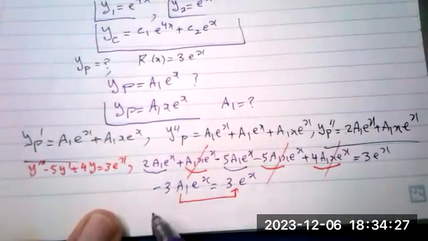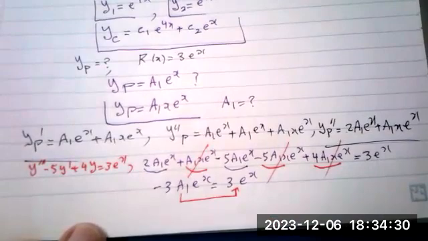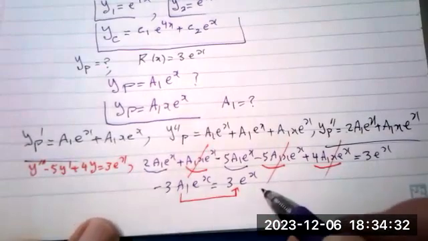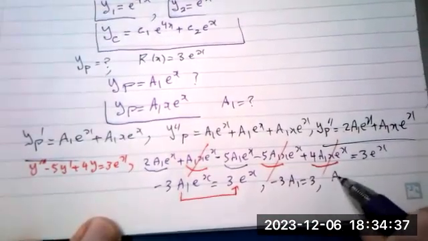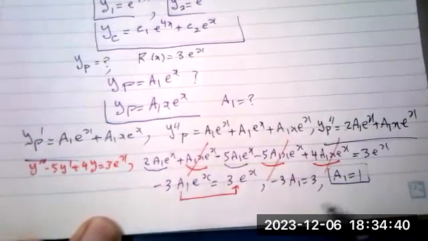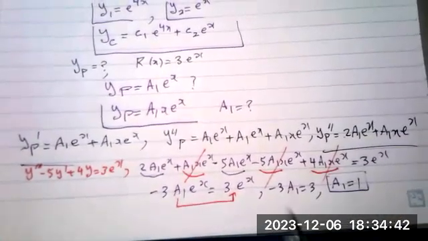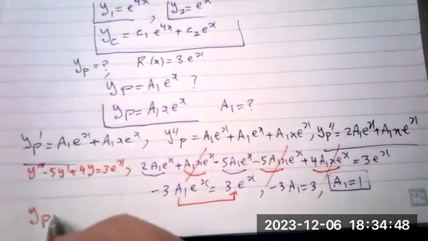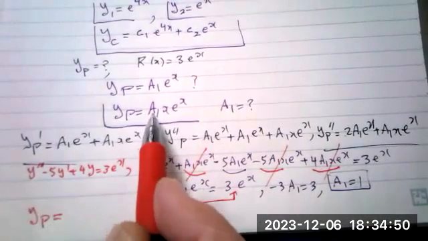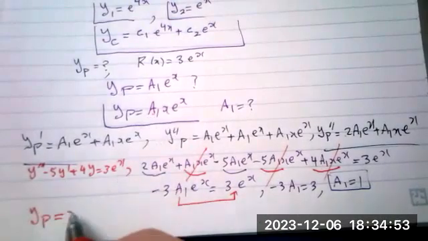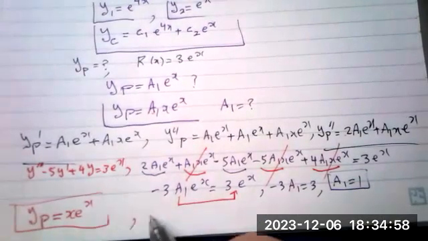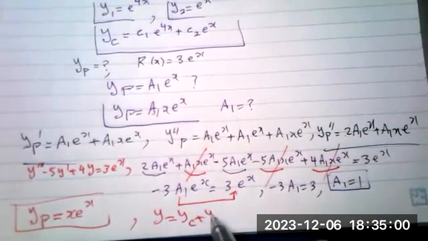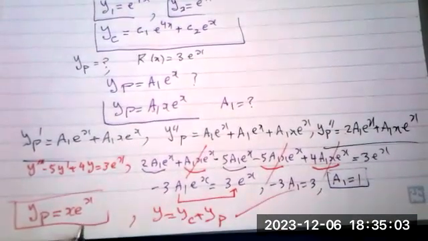So that gives you what? Negative 3a1 equal to 3. So a1 will be negative 1. So negative 3a1 is equal to 3, and a1 is equal to 1. That's it. So you go back, substitute here, you get the yp. So yp is equal to a1, which is just 1, times x e to the x. So that would be your particular solution. And the general solution is yc plus yp. And then you're done.